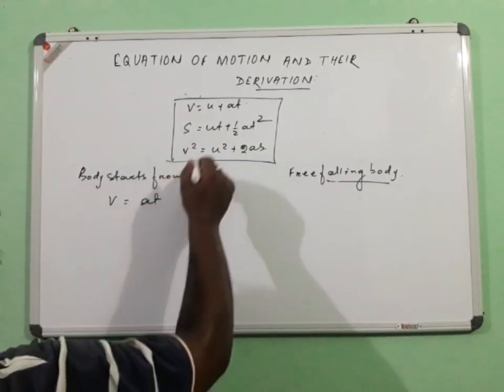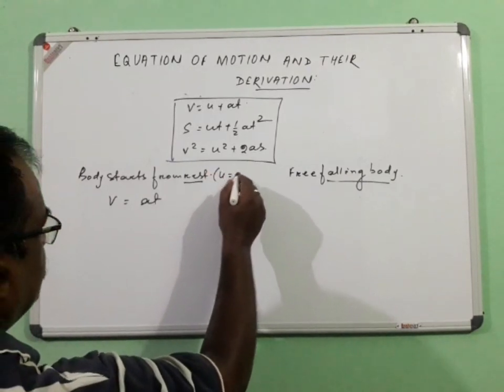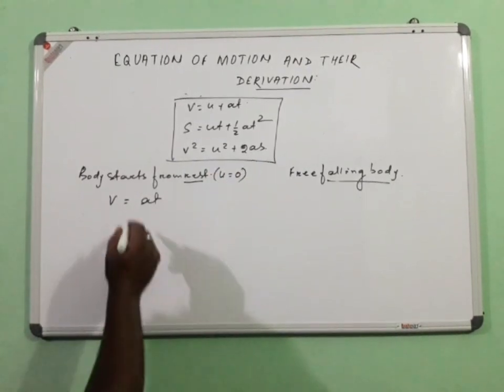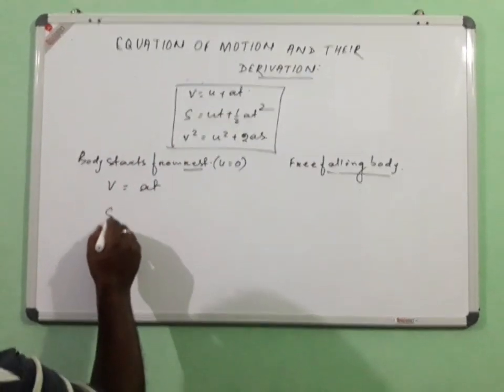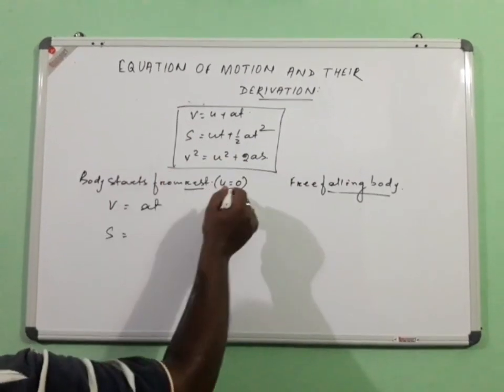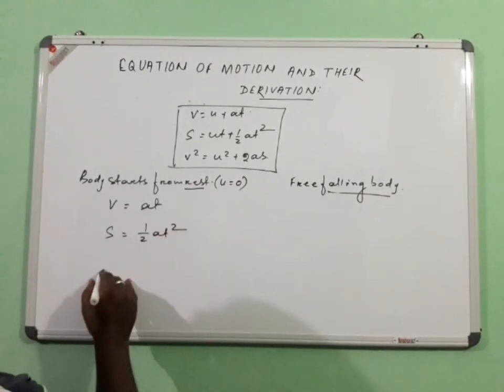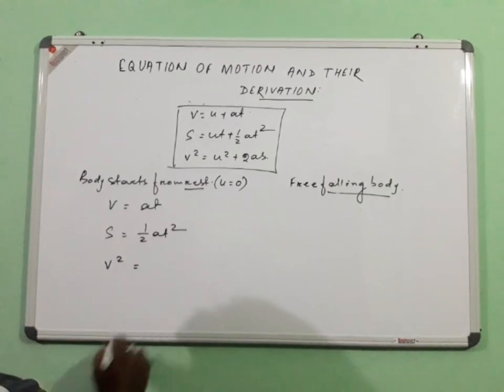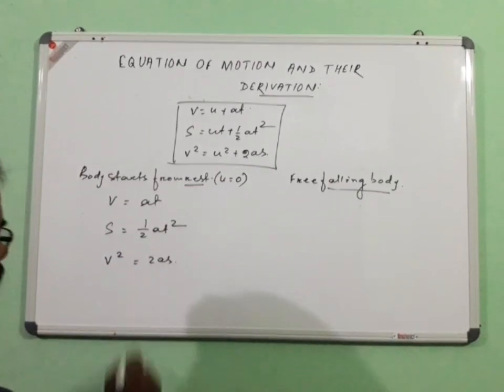Similarly, in the second equation, putting the value of U, body starts from rest in the sense that initial velocity is 0, so S is equal to UT plus half AT square, with U equal to 0, that is equal to half AT square. And in the third equation, V square is equal to U square plus 2AS, U becomes 0, and therefore we get V square is equal to 2AS.